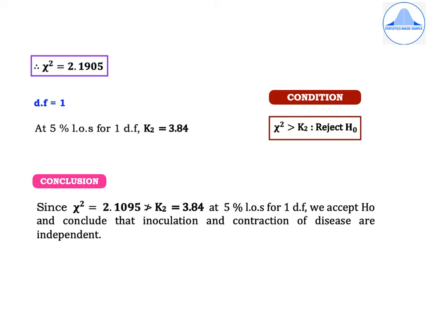The degrees of freedom for the chi-square test of independence of attributes is 1. And the condition which we use to reject H naught is you have to check if chi-square is greater than K2. So at 5% level of significance for 1 degree of freedom, K2 is 3.84. So conclusion is, since chi-square is equal to 2.1905, is not greater than K2 equal to 3.84 at 5% level of significance for 1 degree of freedom, we accept H naught and conclude that inoculation and contraction of disease are independent.